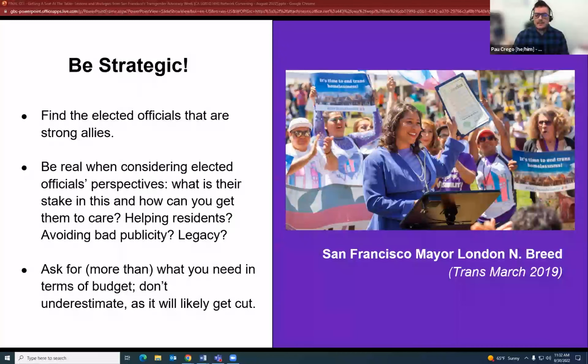And then also being very honest. You don't have to be honest with the elected officials directly, but be honest within the team and within the organizers that you're working with when considering the perspectives of these elected officials. What is it that they want to get out of this? How can you get them to care, right? Some of it could be stories. Some of it could be their reputation. Some of it could be avoiding bad publicity. Some of it could be that they want this as an aspect of their legacy, right? They want to be able to say that they really helped.